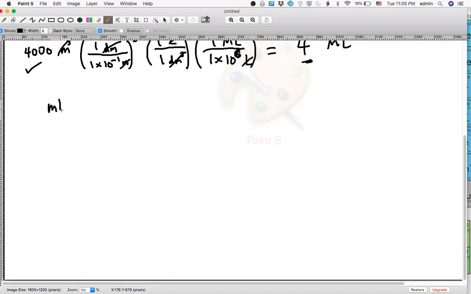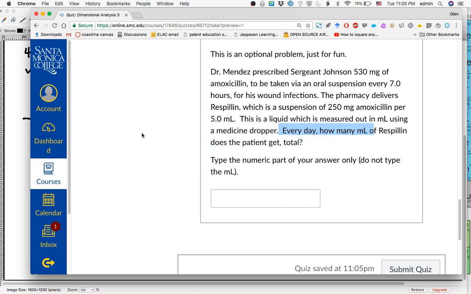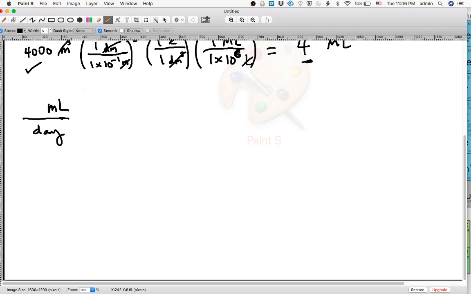So I've got milliliters per day. That's what I want. Now, is there a number in this problem that is in milliliters per day? Let's see. Milliliters per day, milliliters per day. So I have 5 milliliters. Oh, I have milliliters per milligram. So it's 5 milliliters per 250 milligrams. I don't have milliliters per day. So if I don't have milliliters per day, I'm going to circle this and leave it there, because this is what I want. But I do have milliliters per milligram.